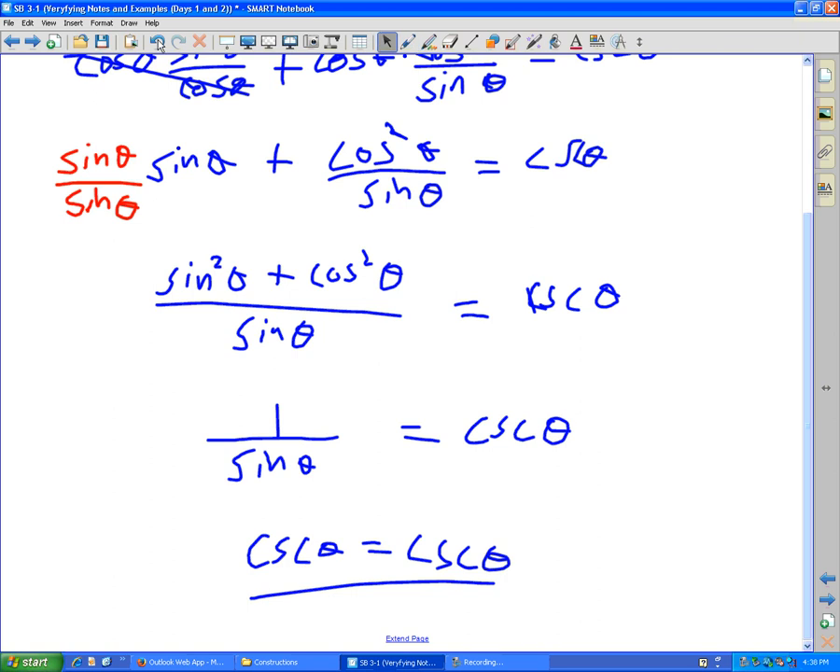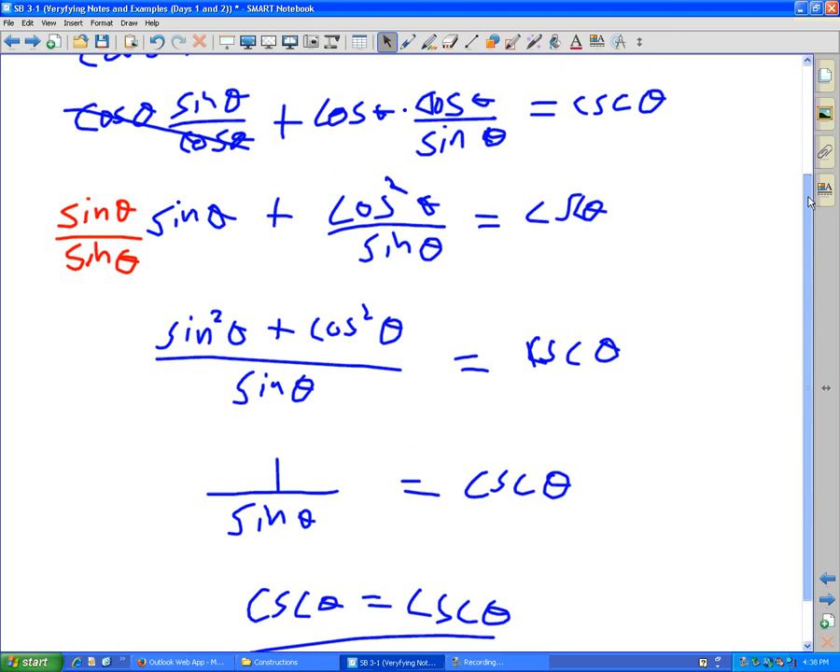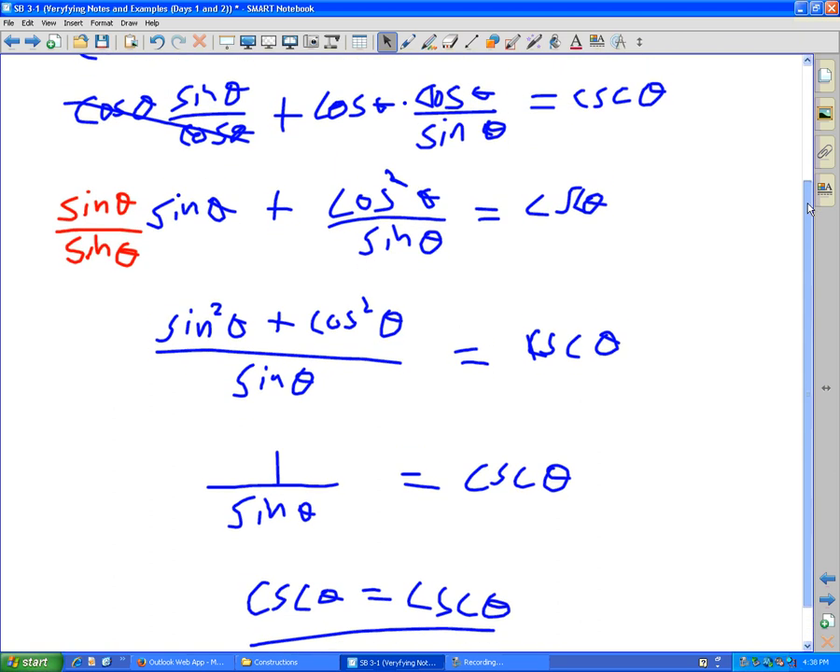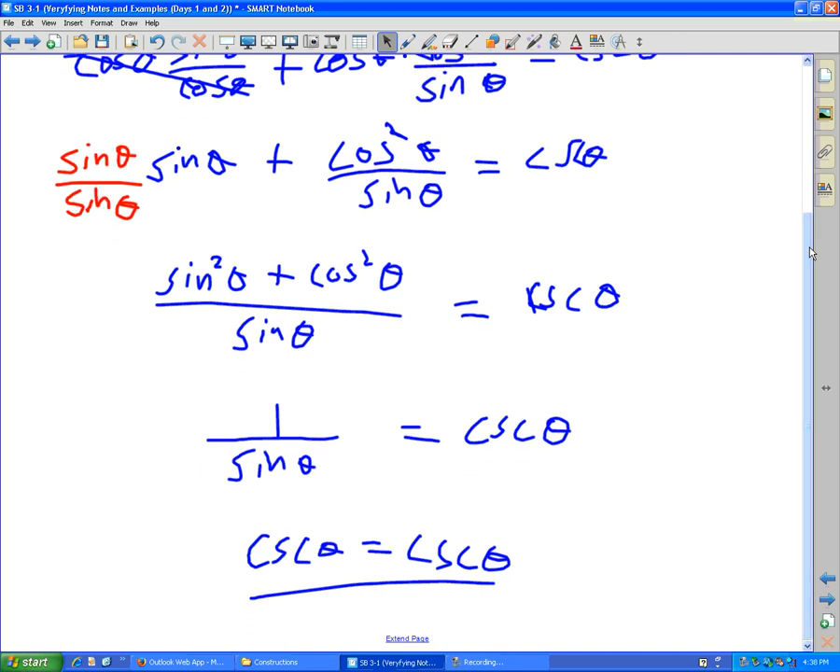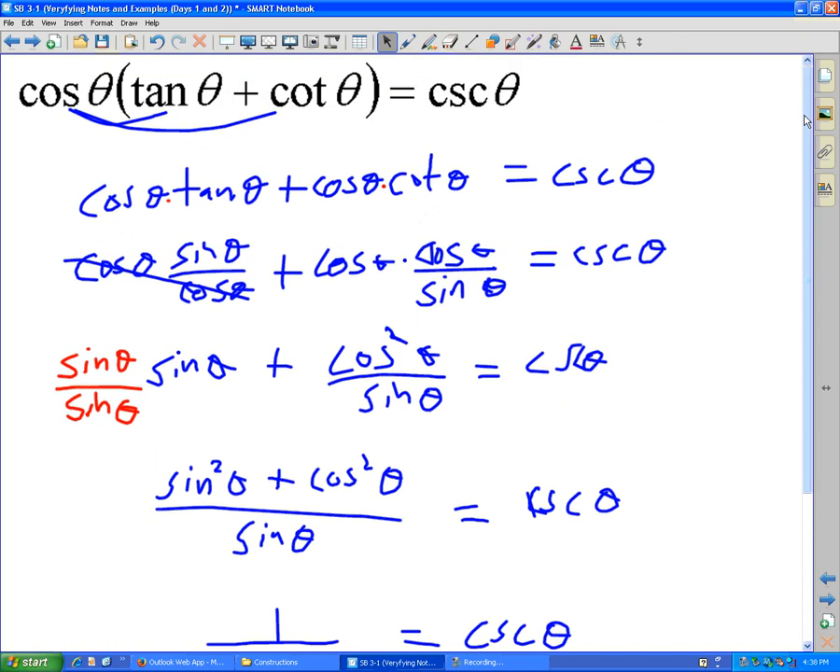So this one was a little bit longer. Had to do a little algebra to begin with, then some trig, moving everything into sine and cosine, and then some algebra, got a common denominator, then some trig, Pythagorean identity, and then some trig, reciprocal identity. Every move is either going to be algebraic or trigonometric.